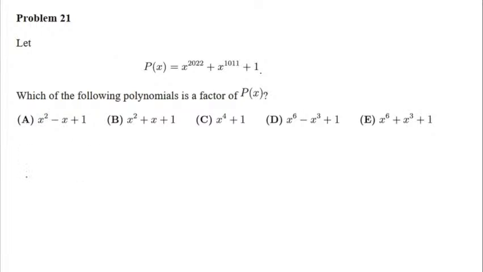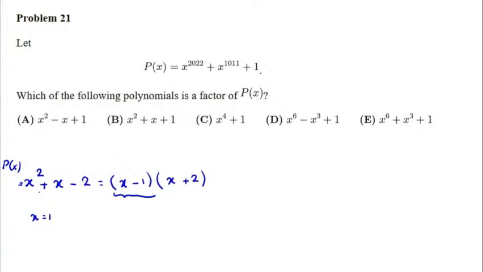Okay, so let me tell you. For example, if you have a polynomial like x squared plus x minus 2, if you replace x with 1, you will see it is 0, so it has a factor of x minus 1. And you can say it is x minus 1 times x plus 2. So if x minus 1 is a factor, for example, consider it is P of x, then if you replace x with 1, it will be 0. P of 1 will be 0.